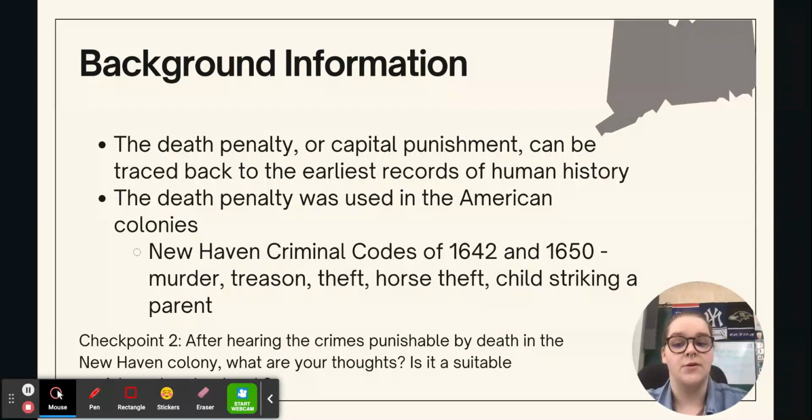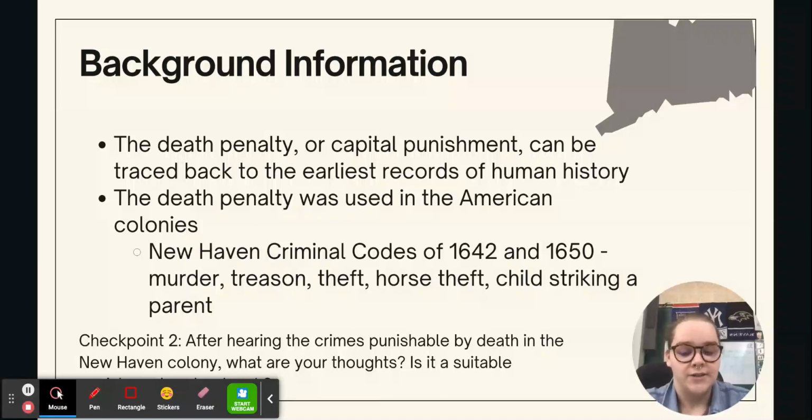An example of the death penalty in the colonies was New Haven's criminal codes of 1642 and 1650. In these codes, the colony mandated the use of the death penalty in murder, treason, theft, horse theft, and in cases where a child strikes a parent.